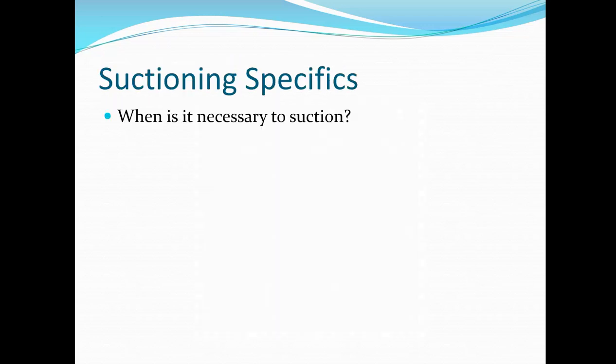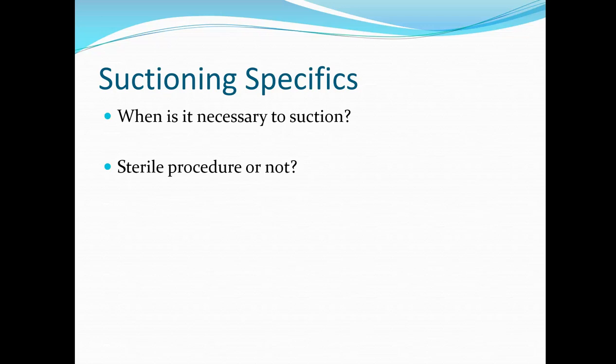Okay, and then suctioning specifics. When is it necessary to suction? When we're using nasotracheal or oral tracheal suctioning, this is when a patient cannot clear their respiratory secretions on their own. For whatever reason, they don't have a good cough reflex, they are weak, and they cannot cough up the secretions on their own. So their lungs will likely sound very crackly. You may be able to hear it without a stethoscope if they can't cough their secretions up. So this is when it would be necessary for us to suction.